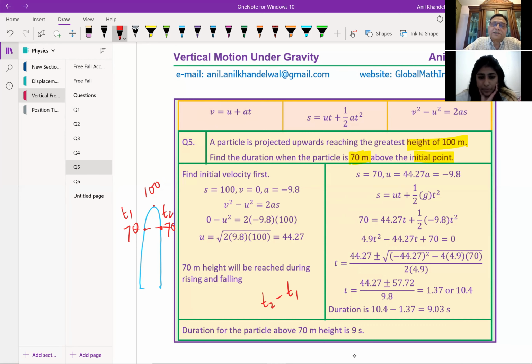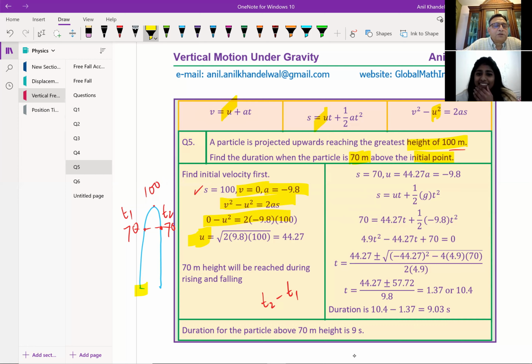So this question is slightly tricky. A particle is projected upwards, reaching the greatest height of 100 meters. So we are given the height. We know acceleration, which is negative 9.8. Final velocity is known this time, which is 0. So you can use v square minus u square equals 2as to find the initial velocity. It's important to find with what velocity the particle was thrown. You'll see every formula uses initial velocity, so without knowing initial velocity, you cannot solve any question on free fall.